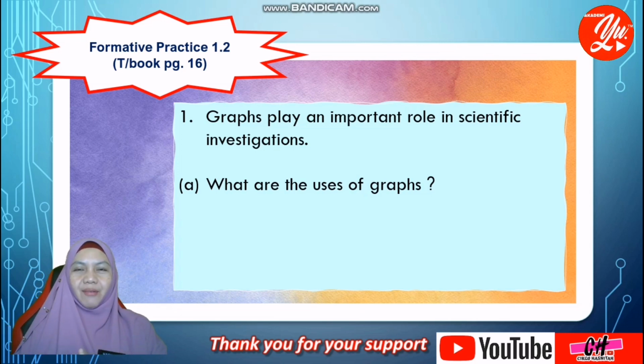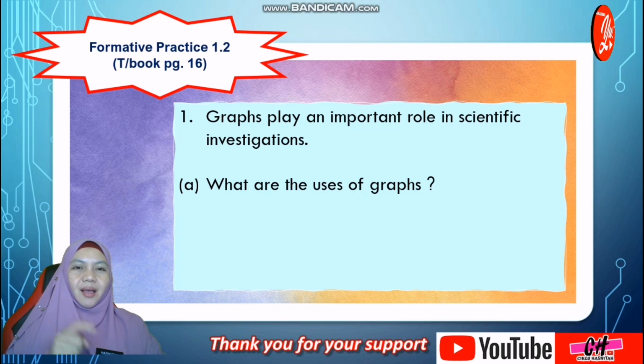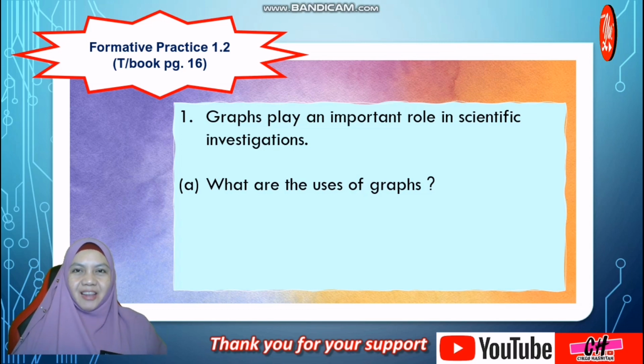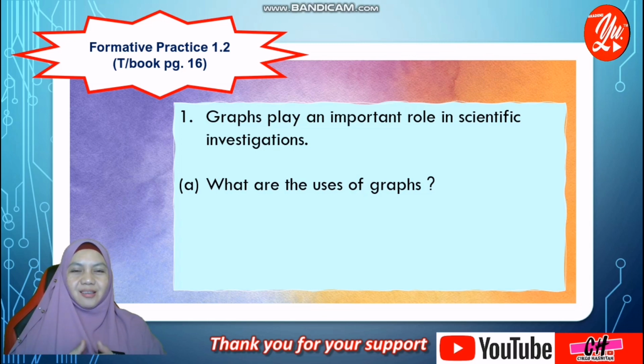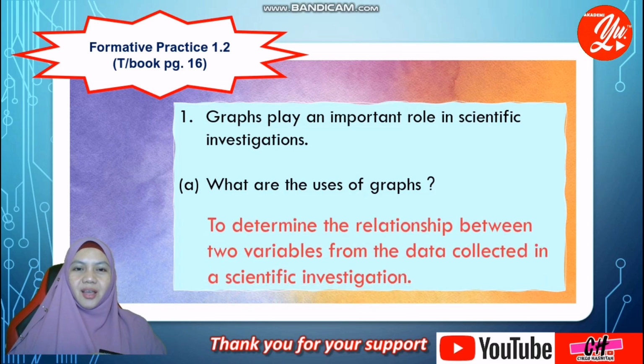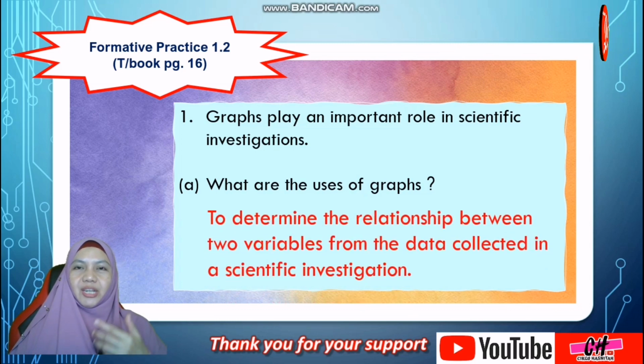Okay, so what do we have here? Question number 1. A graph plays an important role in a scientific investigation. Nobody can deny that. A. What are the uses of graph? So what do you think? What are the uses of graph? Yes, in scientific investigation, a graph is used to determine the relationship between the two variables from the data collected. Okay?